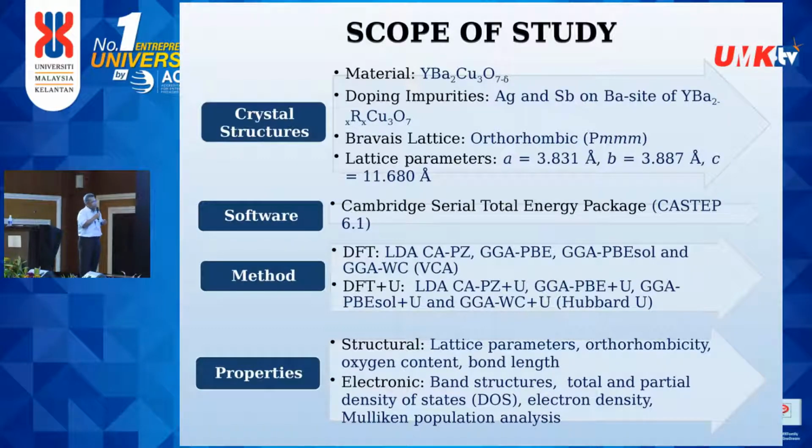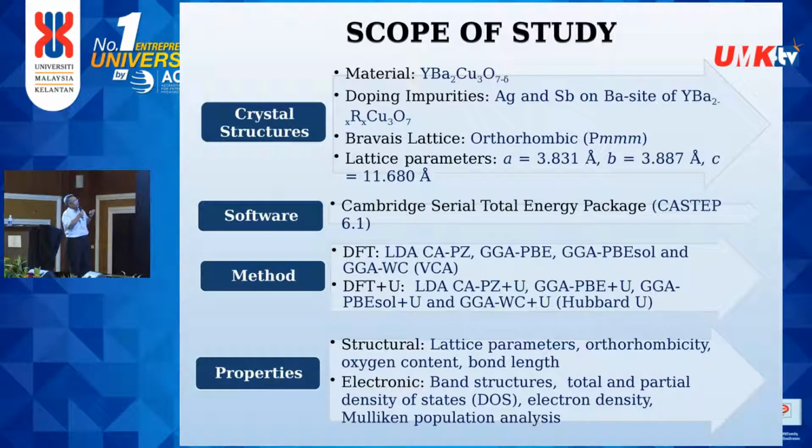And the properties we are looking at for structure are lattice parameter, orthorhombicity, oxygen content, and also bond length. And for electronic properties, we look at the band structures, total and partial density of states, electron density, and molecular population analysis.